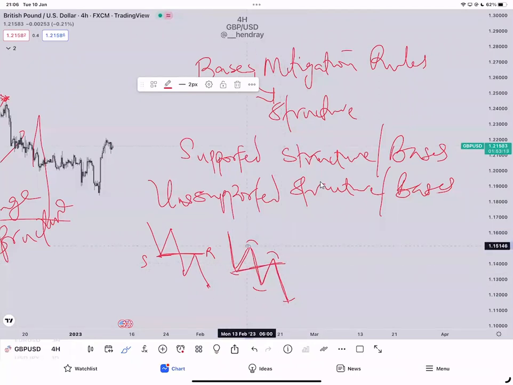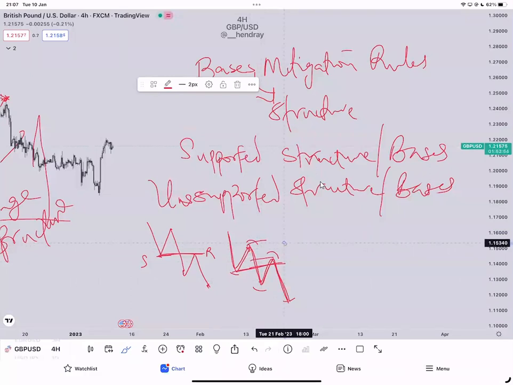I mean, this low, this high to this low, it was able to pull back into the internal structure of the previous range. Okay, so that is a supported structure. So supported structure uses at least SR for their mitigation. Okay, so those are supported structure.